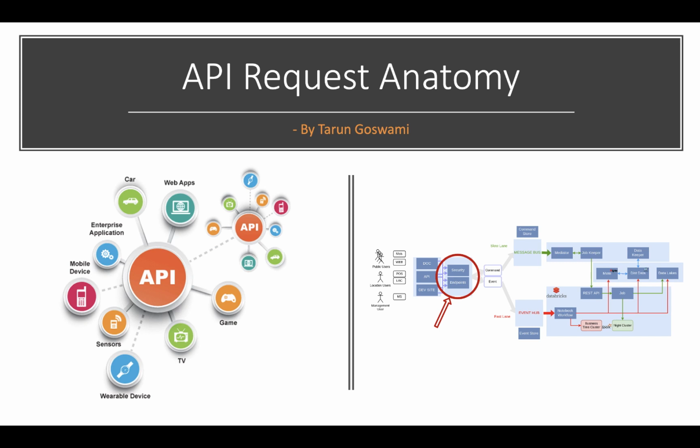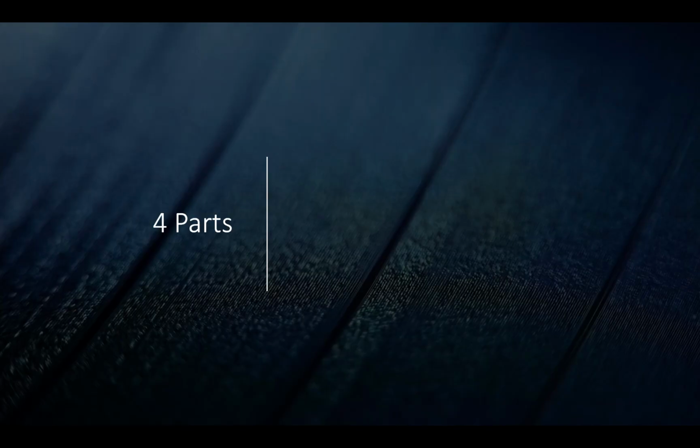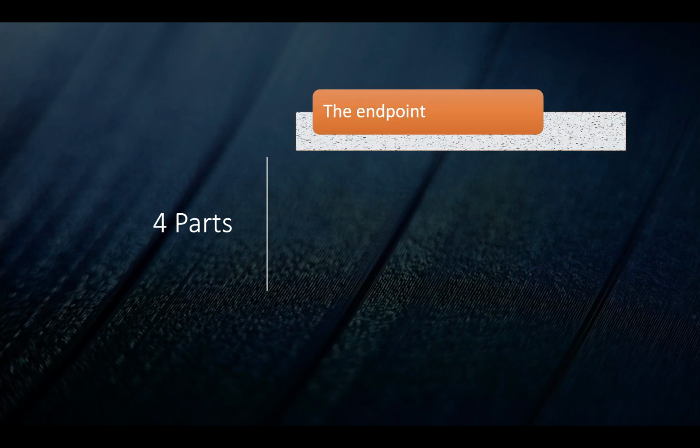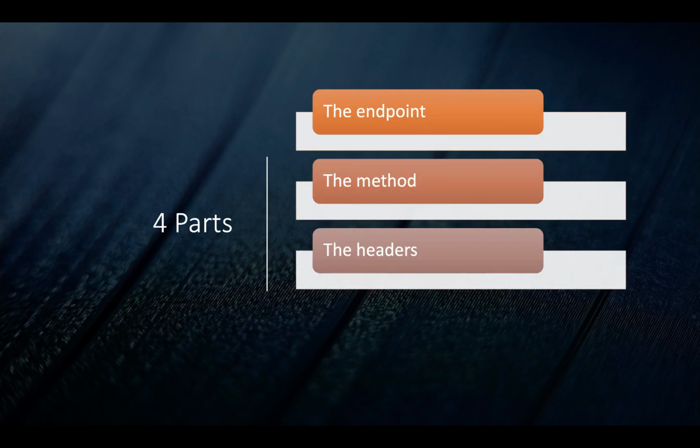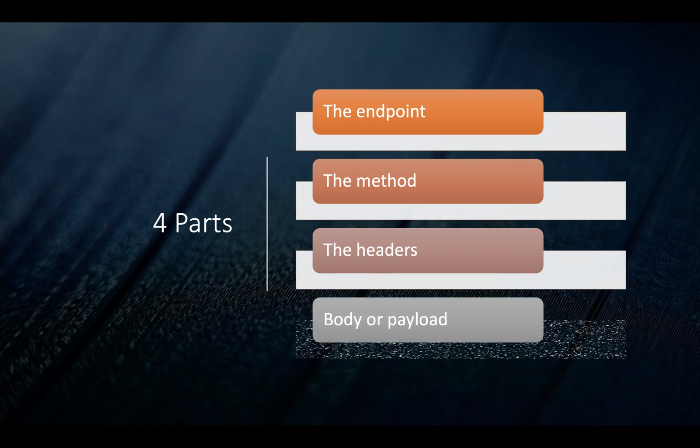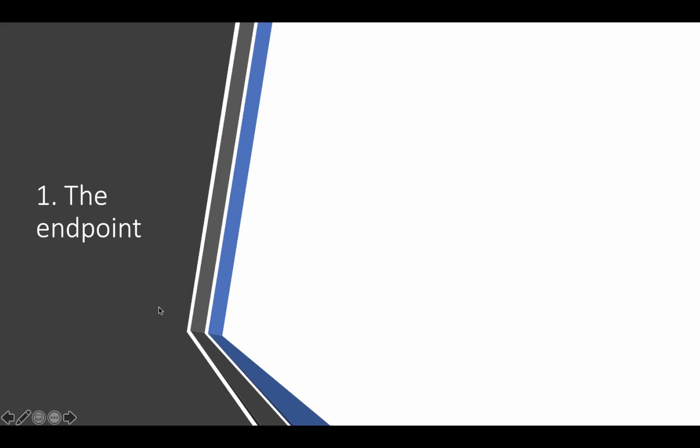Hello everyone, today we are going to discuss API request anatomy. An API request allows you to retrieve and send data to a data source or server. The API request is formed up of four things: the endpoint, the method, headers, and body or payload.